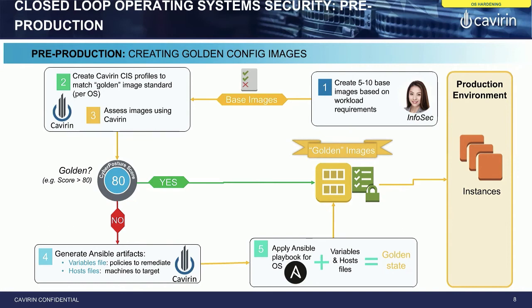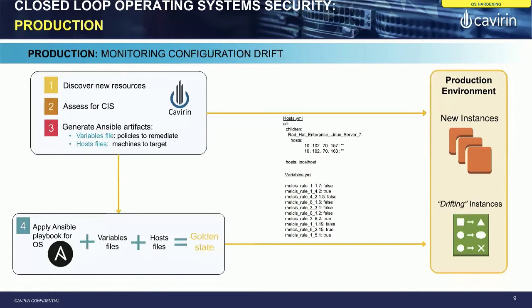And then the final step is using the Ansible system itself, along with the playbook and the variable and hosts file, to remediate and harden the machines to a golden state, after which you publish them to a repository, and your DevOps team start using it. Again, that's an example of applying the same principles in pre-production.